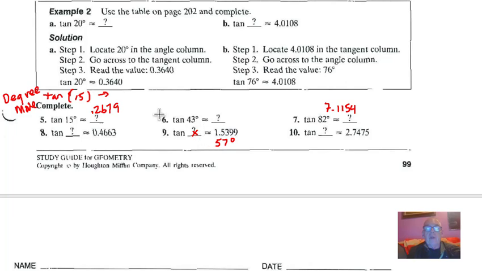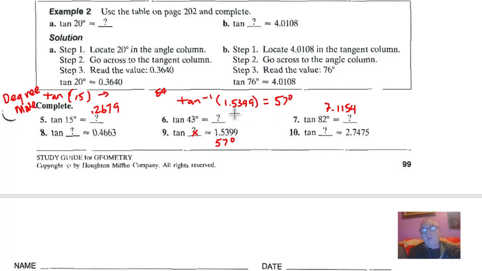Now, if you're using the calculator on this, you would use tangent minus 1, which is like the shifted or the second tangent button, and it gives you that, and then you would put the decimal in, hit enter, and it should give you 57 degrees out. And this works on the TI graphing calculators, like the TI-84s.